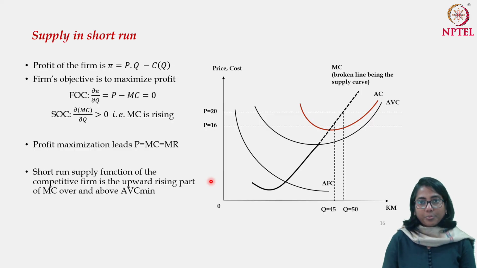However, one more point of caution: when I am saying that this is a shutdown point, that is, the minimum value of average variable cost, and the supply curve should lie over and above the average variable cost, my understanding is that we are talking about the short run. Right? In the long run, as you now know, none of the inputs remain fixed and everything becomes a variable input.